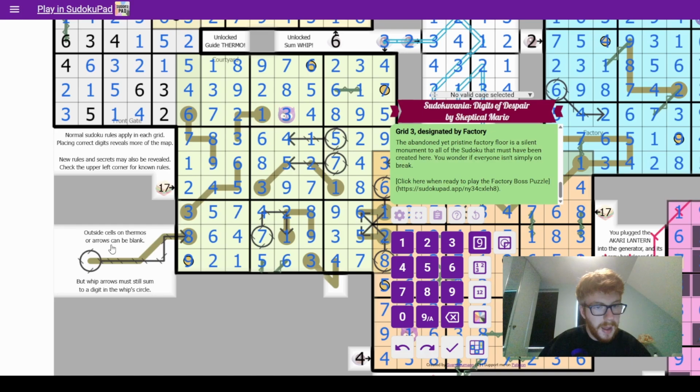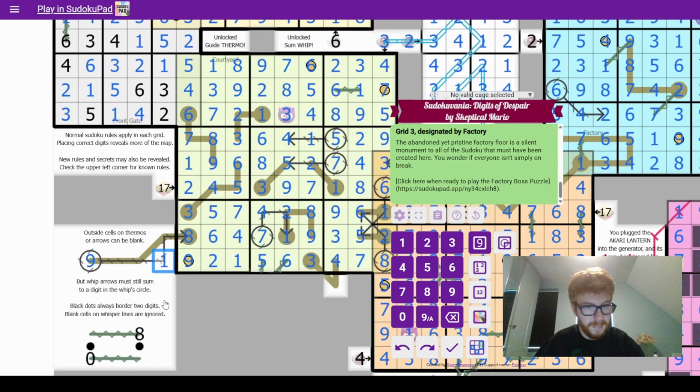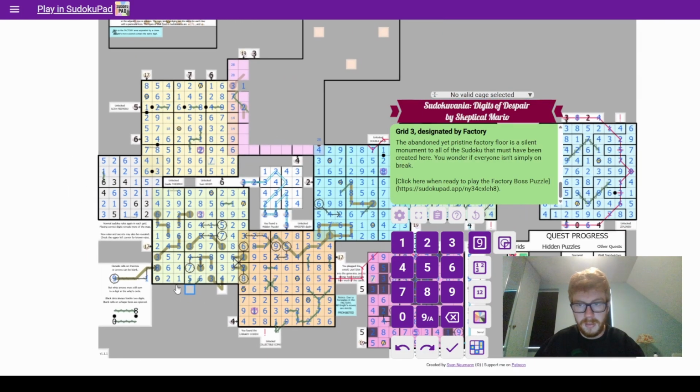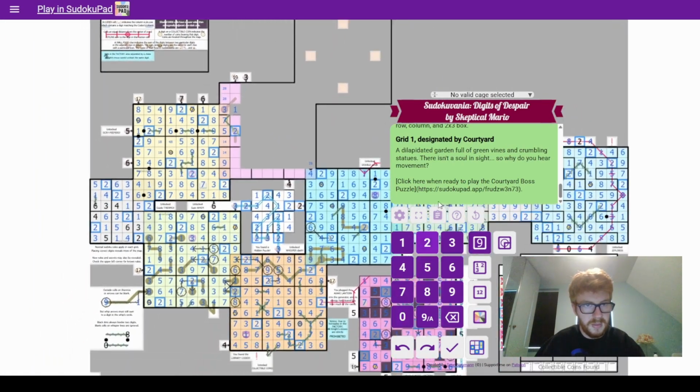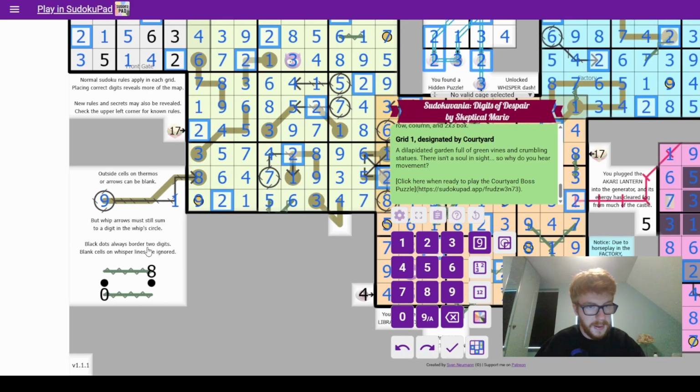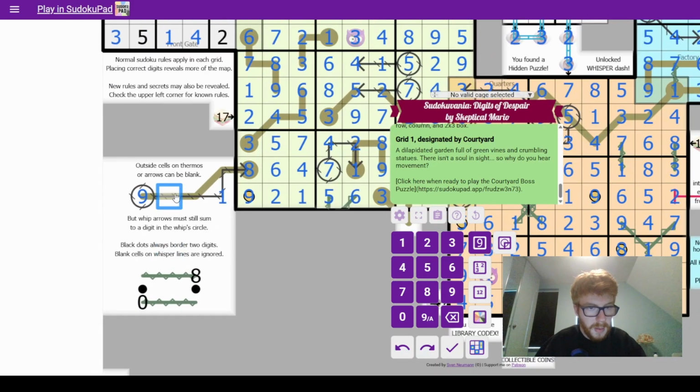Cells on thermos or outside cells on thermos or arrows can be blank, but whip arrows must still sum to it. Okay, so we know that that's a 9 and that is a 1. Okay. Is that what we're doing? This is what we're doing, I guess. But whip arrows must still sum... Oh, wait, I did that. Black dots always border 2 digits. Blank cells on whisper lines are ignored.